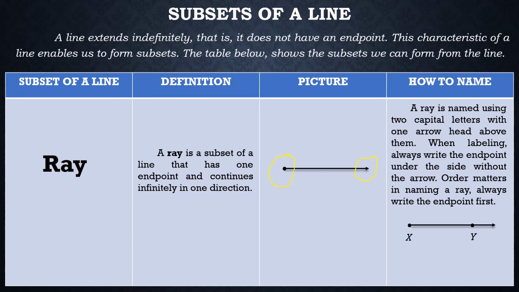So if we have this example, yung point na nasa endpoint natin is si point X, at yung nasa bandang arrowhead naman is si point Y. Kaya, if we're going to name this ray, uunahin natin isusulat si X, then Y. Okay? Uunahin natin isulat si X kasi nga, nandun siya sa may endpoint. So, this will be read as ray XY. So, kung mapapansin niyo yung symbol ng ray natin, meron siyang one endpoint sa isang side and an arrowhead on the other side.